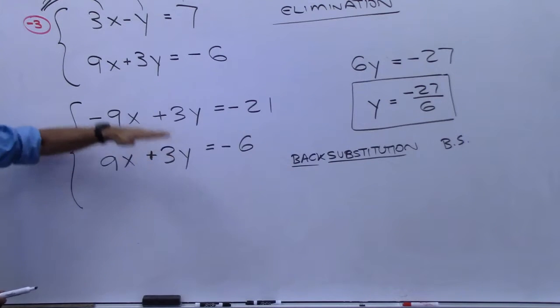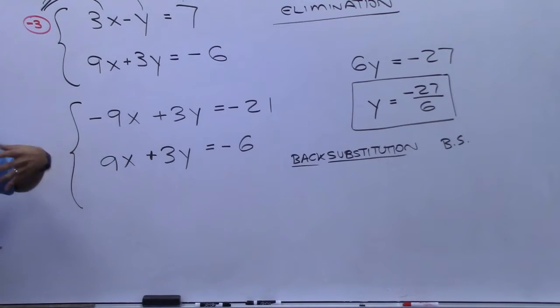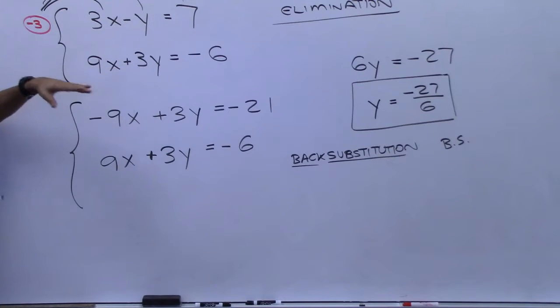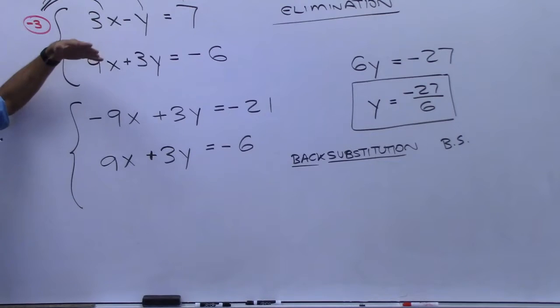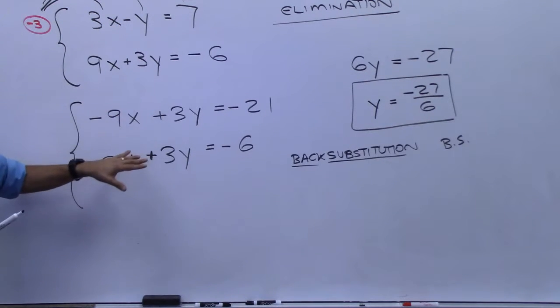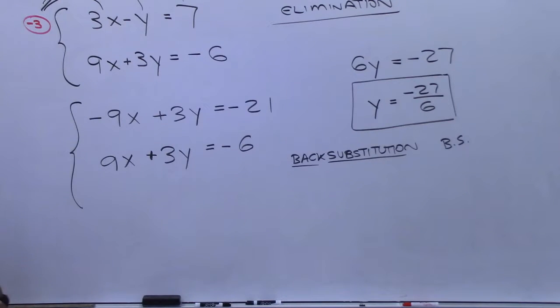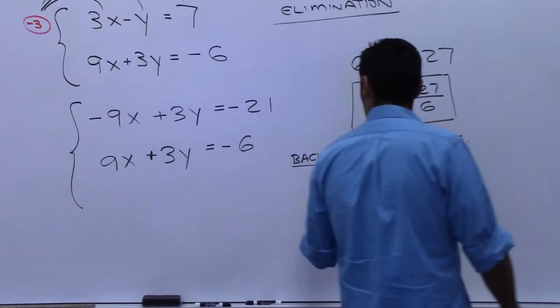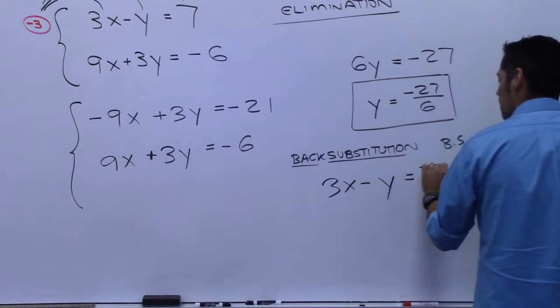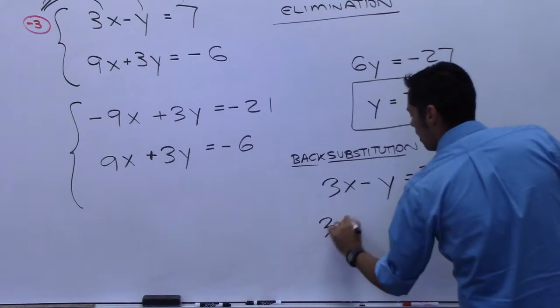You're free to work with any equation you want. I always prefer to go to the original one, because I know that it's not messed up. I could have made a mistake in here, but up here those should be legitimate equations. So I'm going to go to the first one, 3x minus y equals 7. I'm going to replace my y with what?